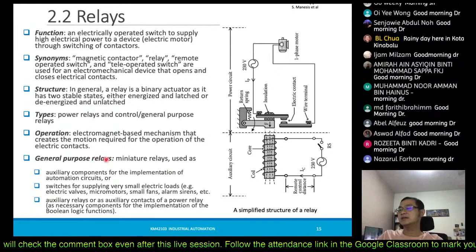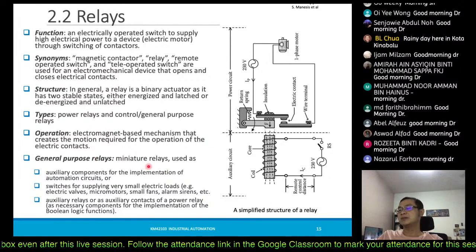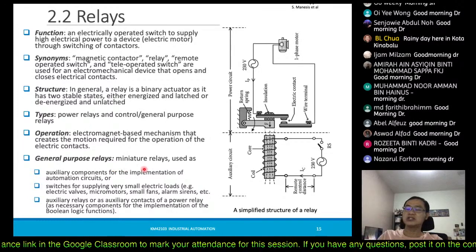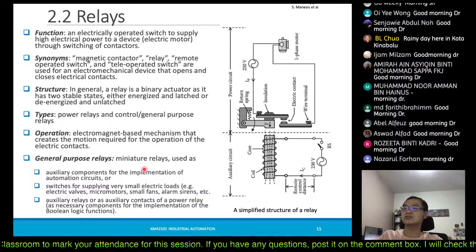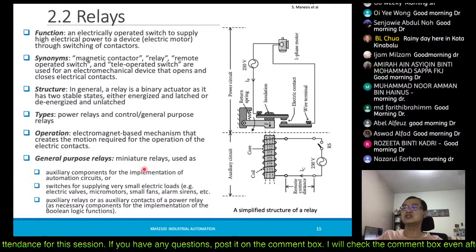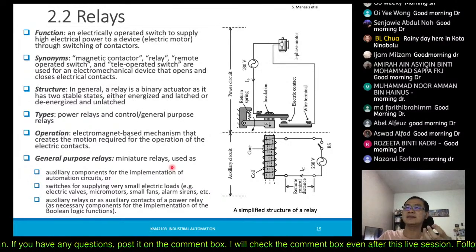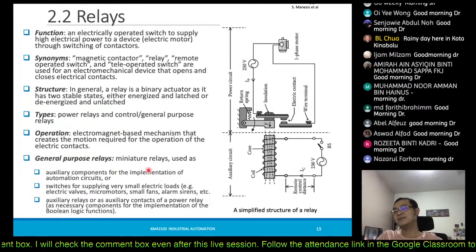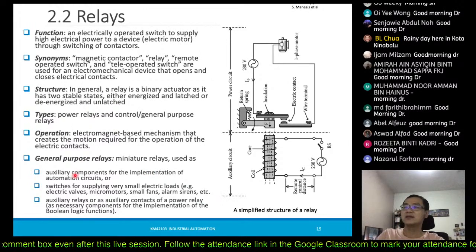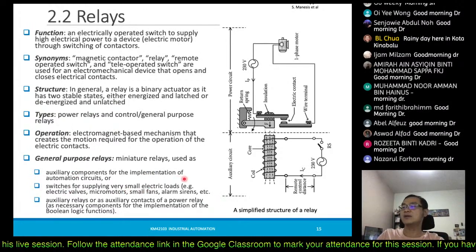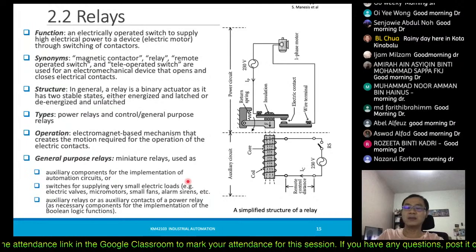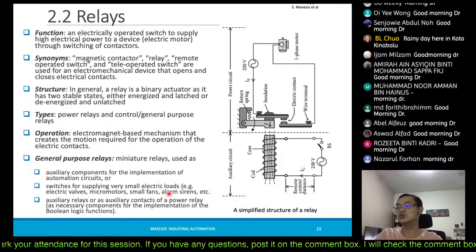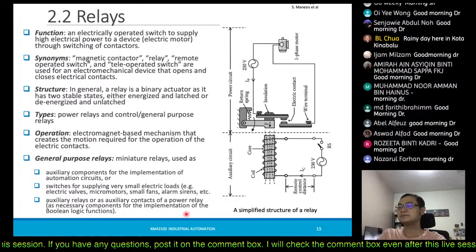The general purpose of relays would be as auxiliary components for the implementation of industrial automation circuits, meaning to say you may use one relay to control multiple relays as well. So that would be a way of using it. And then it switches to supply a very small electrical load, maybe to a valve, or this one is more direct, connecting to your devices.